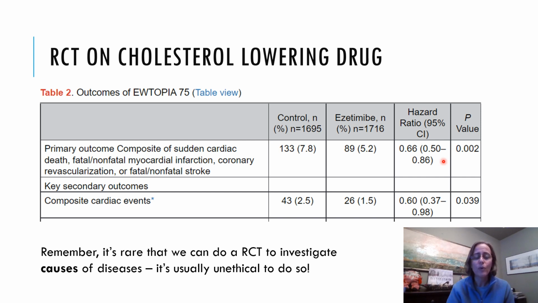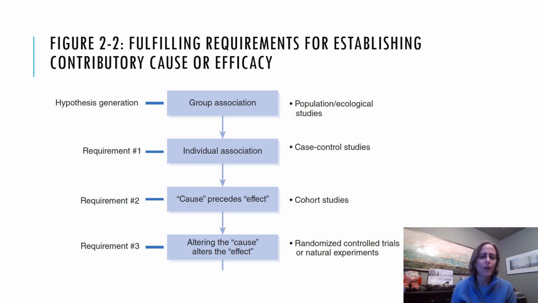So we'll use randomized controlled trials a lot, right? Here's our control. Here's the experimental group where we did the intervention, in this case, a medication. We'll use them a lot for treatments, but we won't use them a lot to identify causes because it's often unethical to do so.